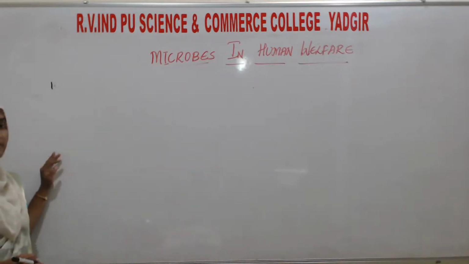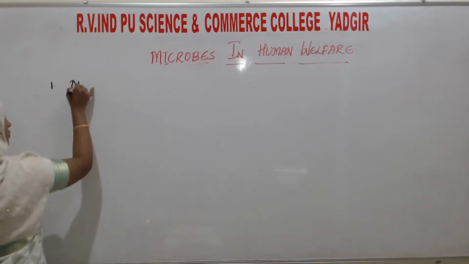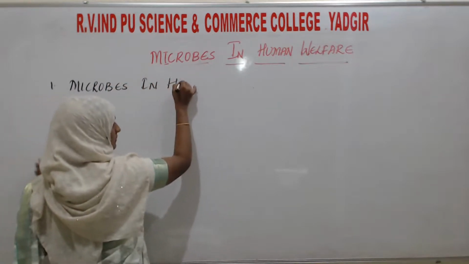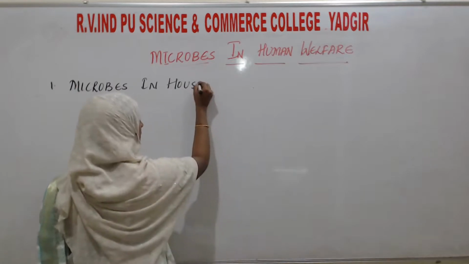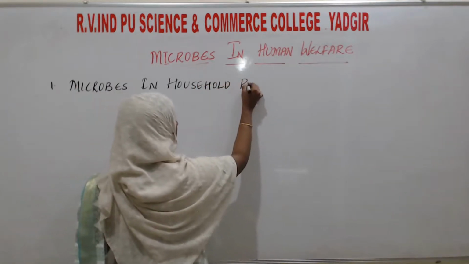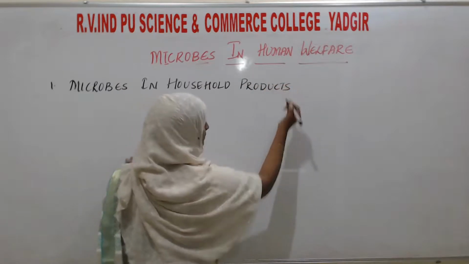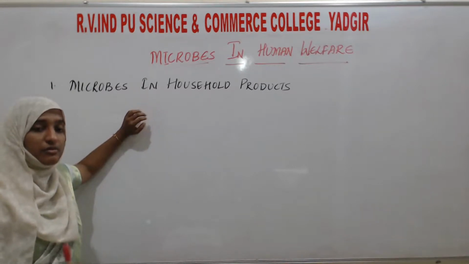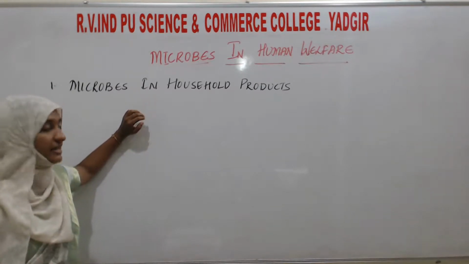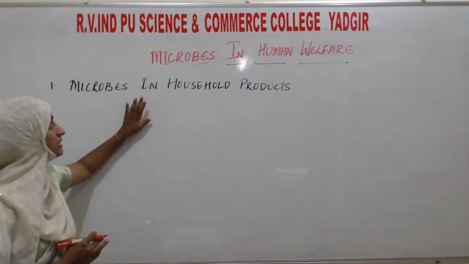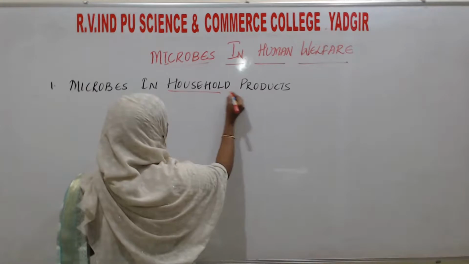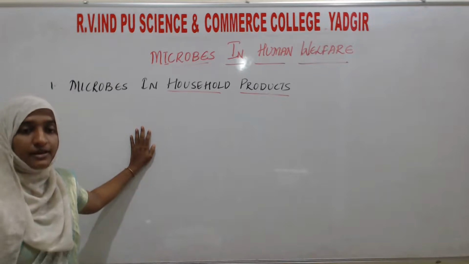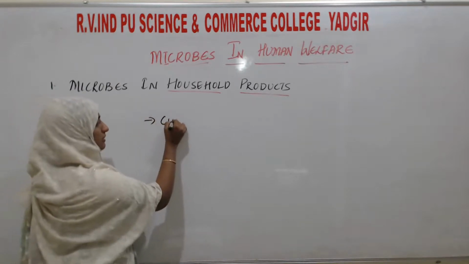The first topic in the chapter is microbes in household products. Some of the microorganisms cause benefit for human beings, so that is what we are studying in this chapter. Here, how the microbes are helpful in the production of household products: the first thing is the curd.